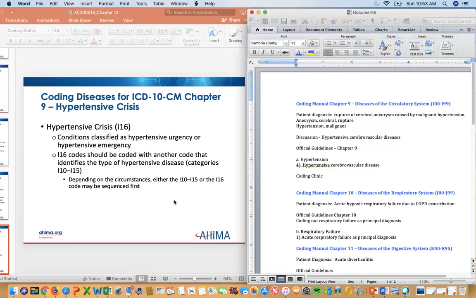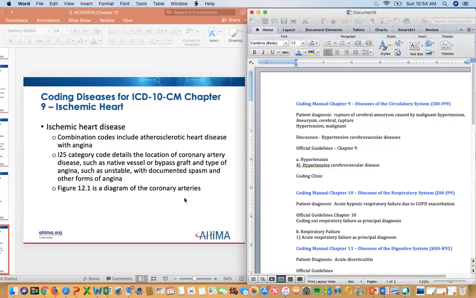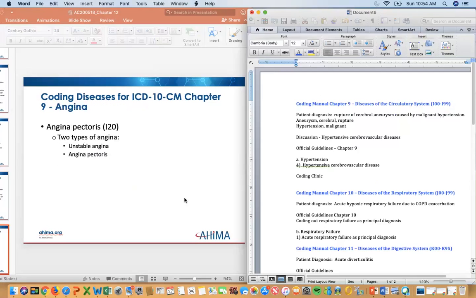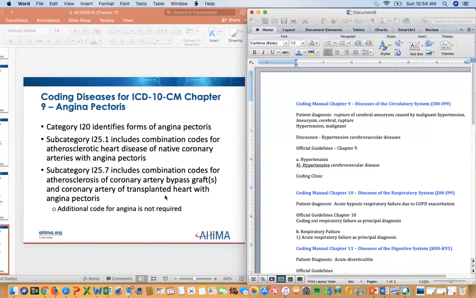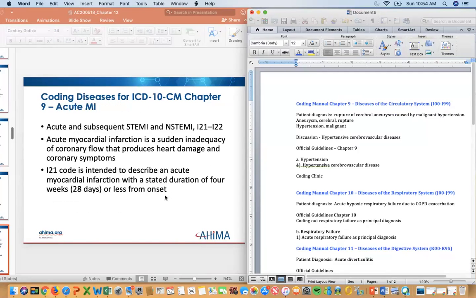Hypertensive crisis, again, someone that comes into our hospital with hypertension emergency will be coded under that, and depending on the circumstances, either a code from the I10, I15, I16 may be sequenced first. So again, it's something to look forward to. Is there an underlying condition that is causing that hypertensive urgency then? We have angina. You'll hear that a lot. There's 2 types, angina and unstable then. And so it gives you a little bit of definition of that angina. Angina pectoris, again, and then it gives the categories.